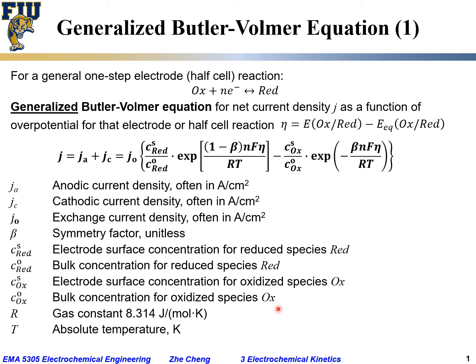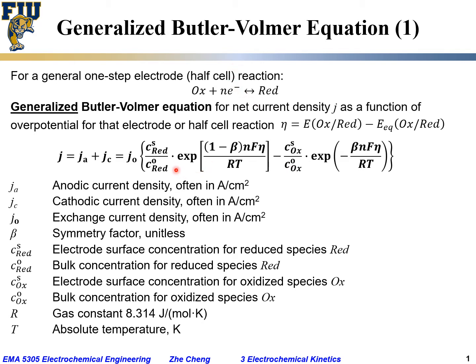There's no active stirring. The concentration from the electrode surface to the bulk is no longer the same. If the surface and the bulk concentration are the same, then this ratio goes to 1. Similarly, this ratio also goes to 1. Then we have our original, or simplified, Butler-Volmer equation.